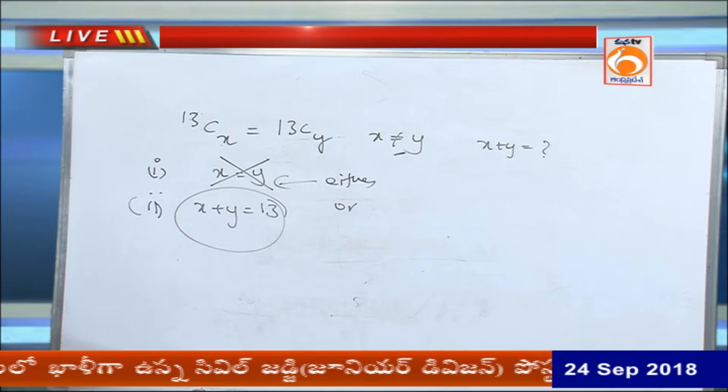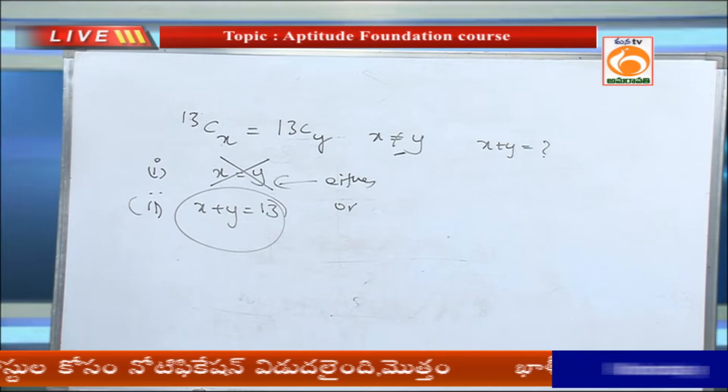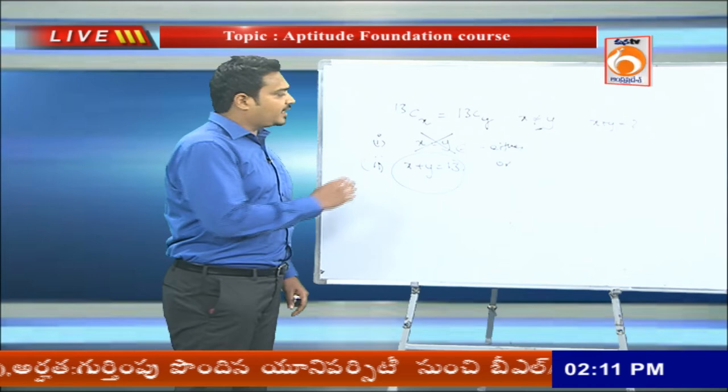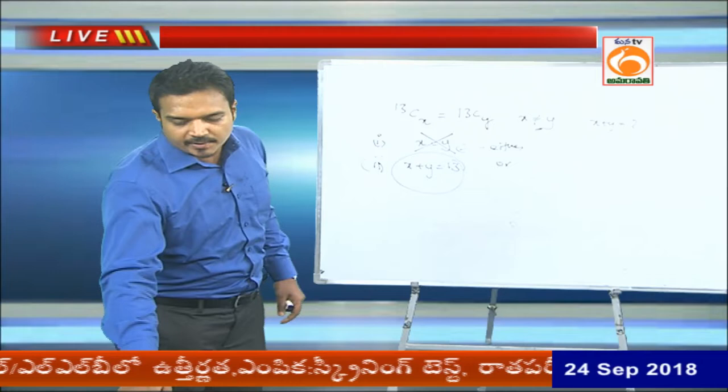x plus y is equal to 13. So if 13Cx is equal to 13Cy, and at the same time x is not equal to y, then x plus y is equal to 13. So simple, you have only two options: either x is equal to y or x plus y is equal to 13. x is equal to y is not possible, so the answer is x plus y is equal to 13.